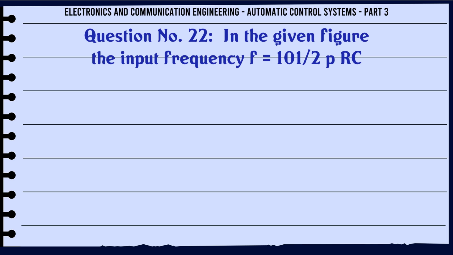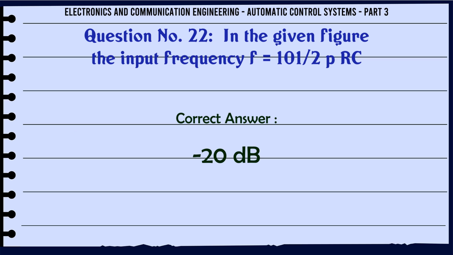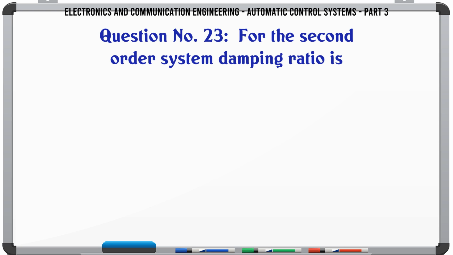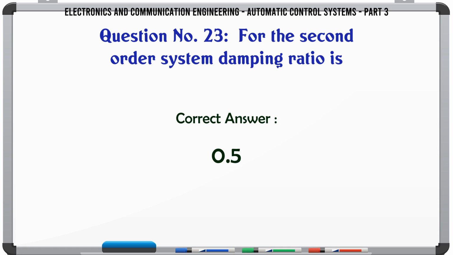In the given figure, the input frequency f = 100 Hz and the phase is given, the gain is A. 0 dB, B. 3 dB, C. -3 dB, D. 20 dB. The correct answer is 20 dB. For the second order system, damping ratio is A. 0.1, B. 0.25, C. 0.333, D. 0.5. The correct answer is 0.5.